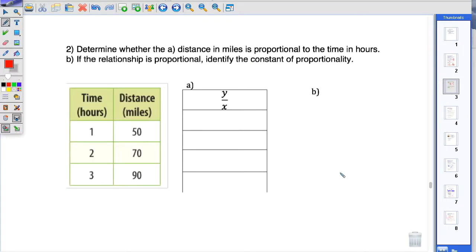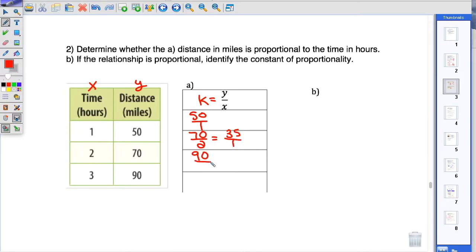Determine whether the distance in miles is proportional to the time in hours, and if the relationship is proportional, identify the constant of proportionality. So we have our time in hours as x, and our distance in miles as your y. To find your constant of proportionality, that's your y over x, so that would be 50 over 1, which is simplified. Then we have 70 over 2, which simplifies down to 35 over 1.